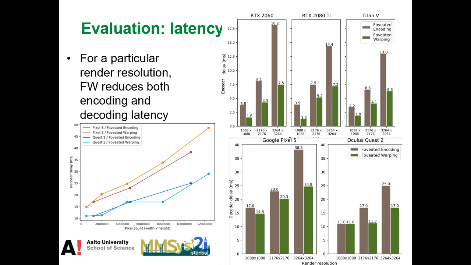Now for a given render resolution, both the encoding and decoding latencies are lower for foveated warping, especially at higher render resolutions.